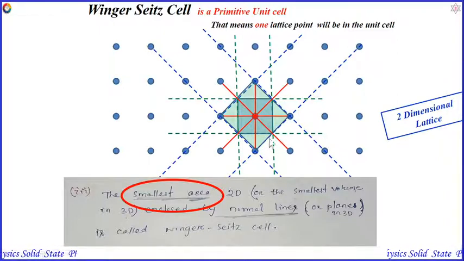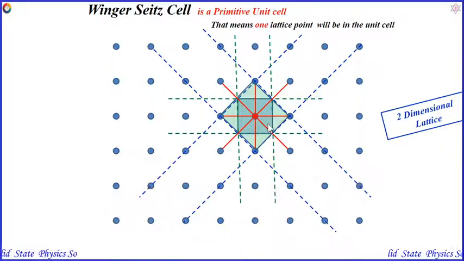So if we consider this area and this area, which one is the smallest area? This one is the smallest area. Hence this area is not to be considered. Even if we consider this larger area, according to the lattice points, we can see in this larger area one lattice point is inside at the center and the others are at the corners.